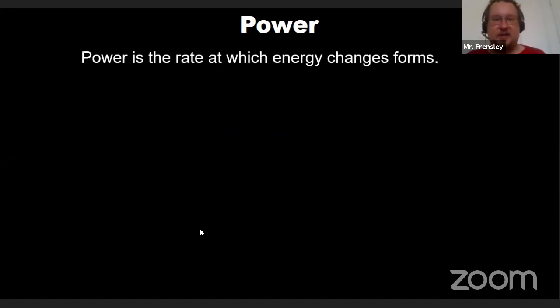Okay, power is the rate at which energy changes forms, right? So if I have, let's say, a 100-watt light bulb, that means 100 joules every second of energy is going from electrical to light. It's changing forms. Energy doesn't get used up. When we say it's used up, it means we just change it from one form to another, right? When I use gasoline, I change the chemical energy into kinetic energy, right? But how rapidly does that take place, right?